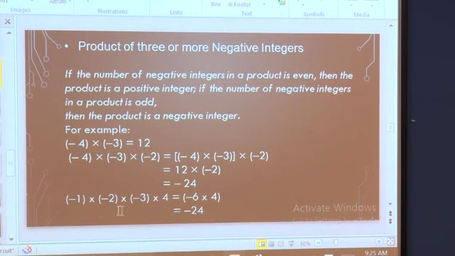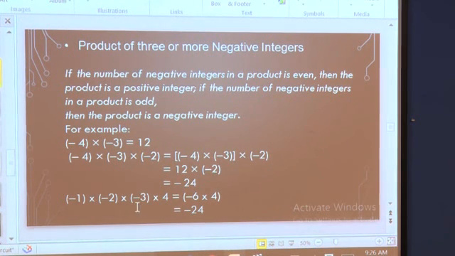Here we will have one more example. Here we have 1, 2 and 3 as the negative integers, which are multiplied by a whole number. So I have taken -1 multiplied by -2 multiplied by -3 multiplied by the whole number 4. What do I have to do? Very easy. Yes, you are correct.